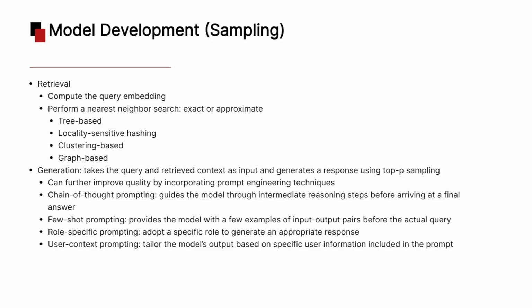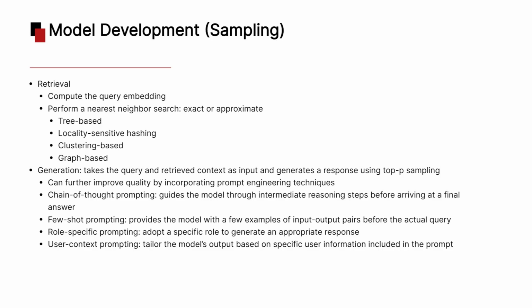Enhancing generation with prompt engineering. Several prompting techniques can further improve the quality and relevance of the generated responses. Chain of thought prompting guides the model through intermediate reasoning steps before giving the final answer, which helps with complex queries.